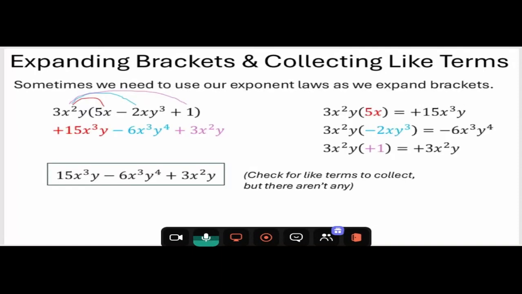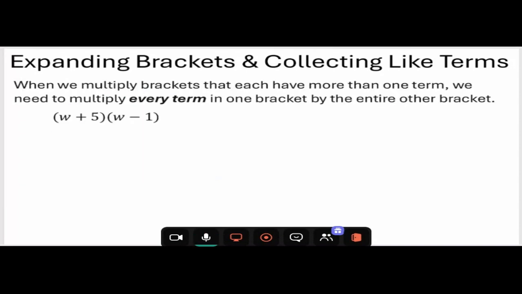Let's go back and look at the last question. This thing being multiplied out front here, 3x squared y, is 1 term. It's all multiplication, a single term. Just multiply it into the 3 things, right? Each of these is 1 term. 5x is a term. 2xy cubed is a term. 1 is a term. Now look at this one. This bracket has w plus 5. That is 2 terms. And w minus 1, 2 terms.